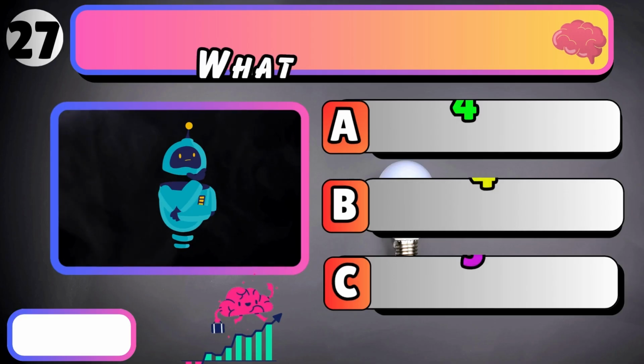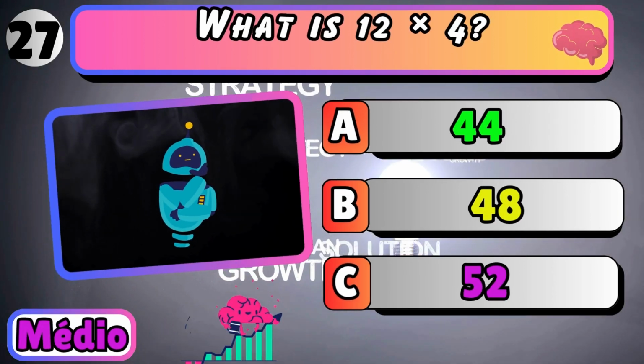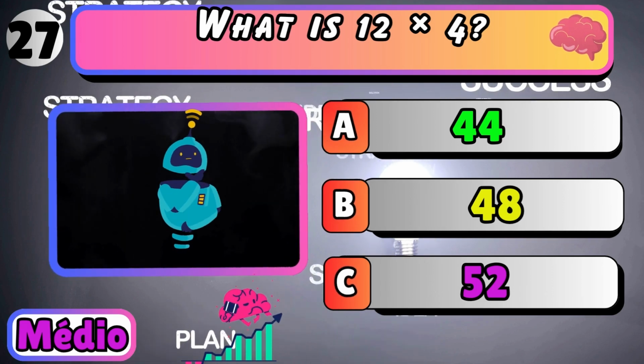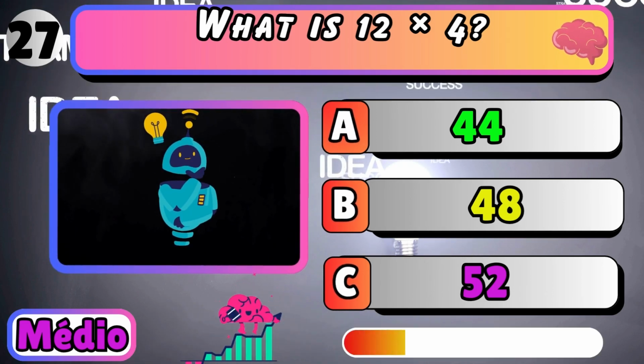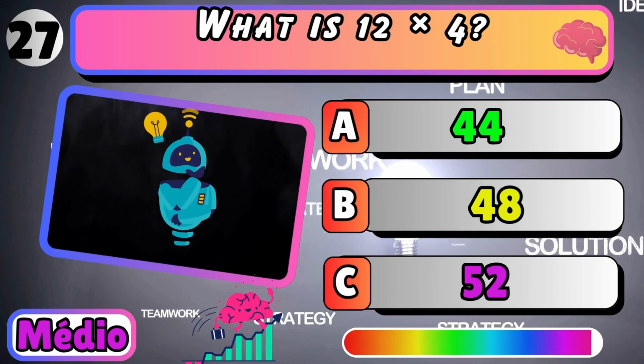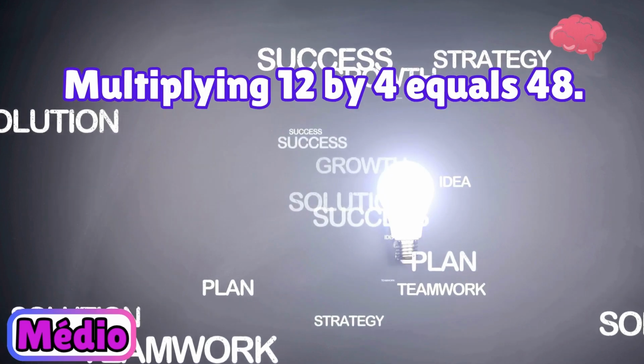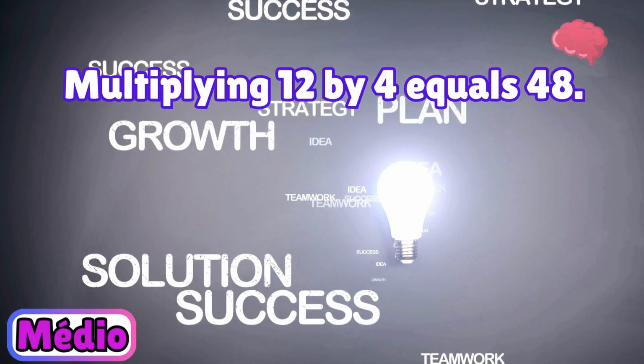What is 12 times 4? 44, 48, or 52? 48. Multiplying 12 by 4 equals 48.